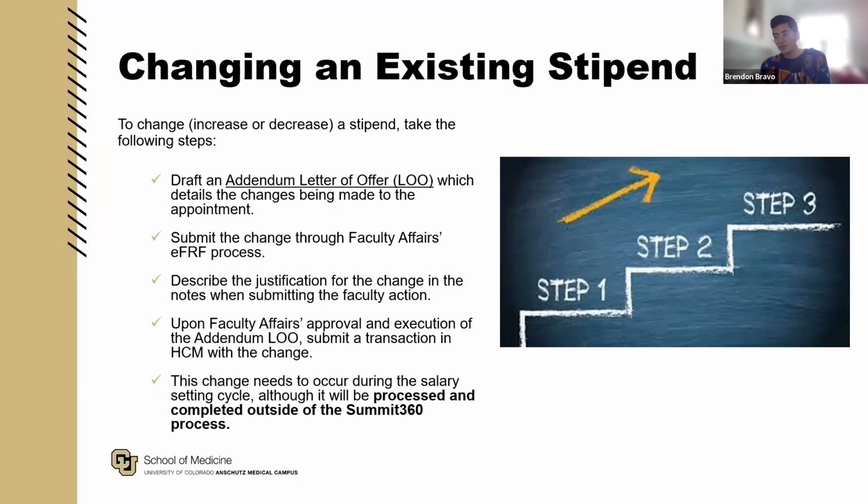Faculty Affairs will review, approve, and then execute that addendum LOU. And then once you get back that fully signed LOU, it is then the HR VP's responsibility to submit that transaction in HCM to either increase or decrease that stipend. And then just a note again, this change needs to occur during the salary setting cycle, even though it will be processed outside of that Summit 360. So just a note on that.